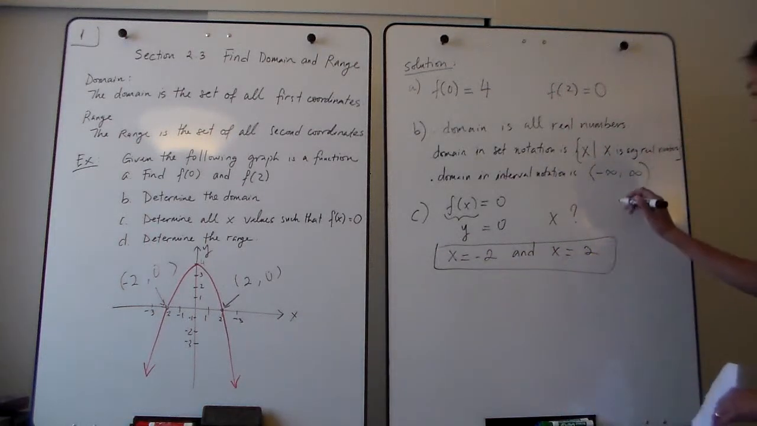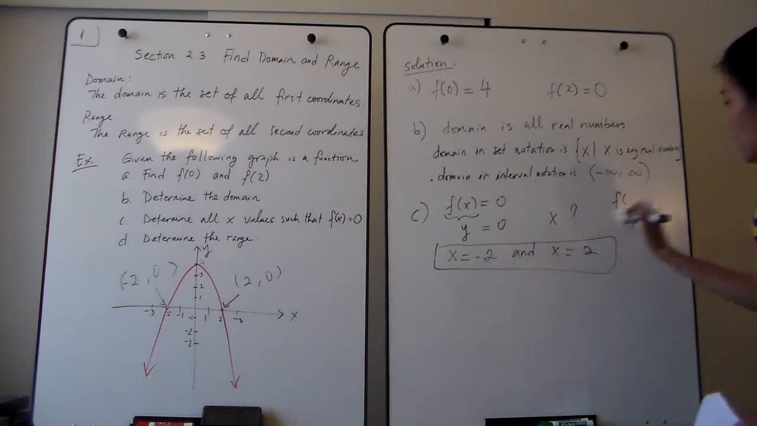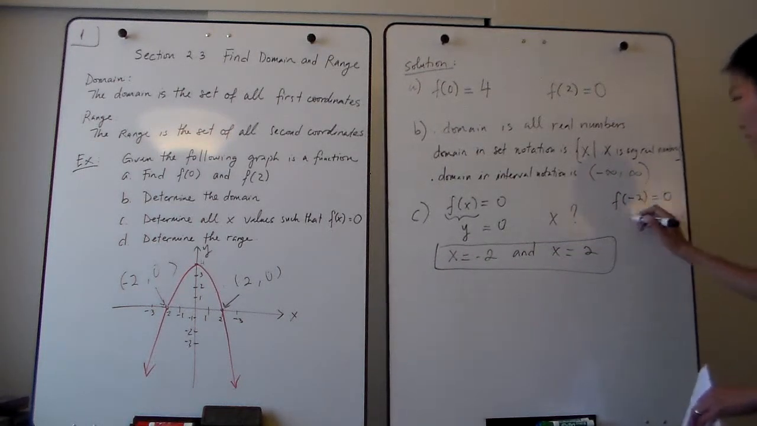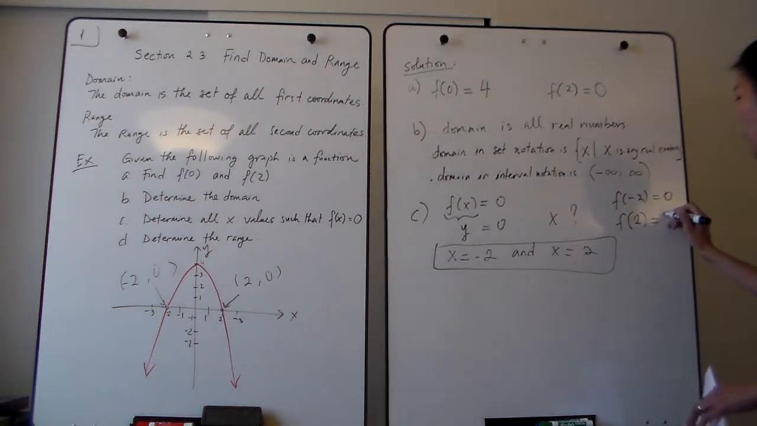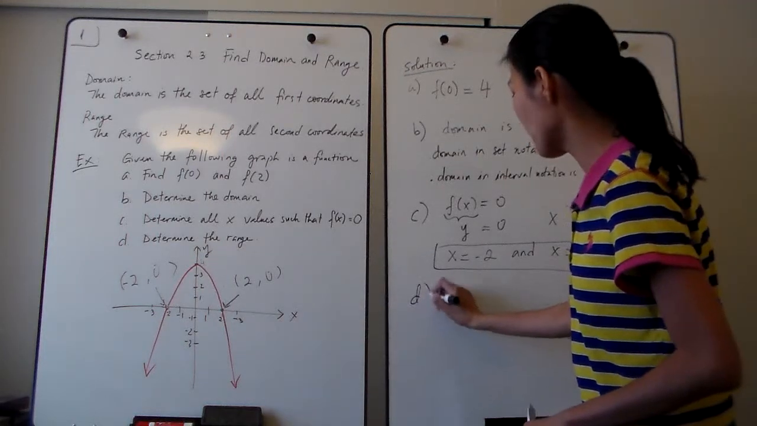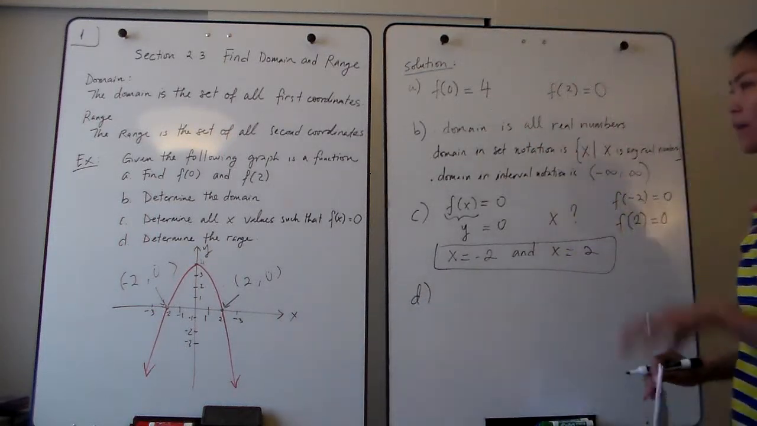Okay? Does that mean when x goes to negative 2, it's guaranteed y equals 0. And same thing for this case. When x goes to positive 2, y equals 0. Okay? For part D, determine the range.